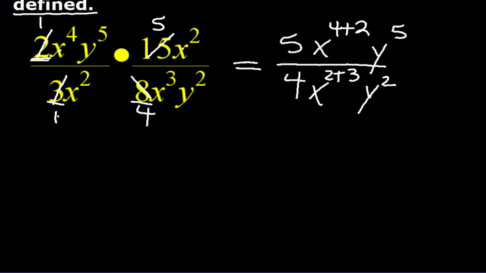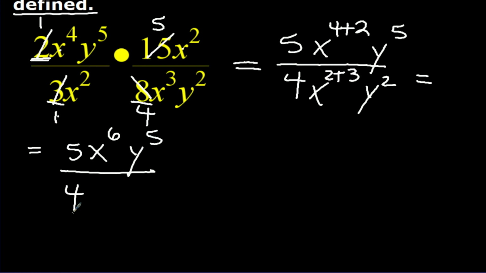So now I want to simplify a little further. I'm going to add the exponents. So I have 5x to the 4 plus 2, which is the 6th power, y to the 5th, over 4x to the 2 plus 3, which is x to the 5th power, y squared. All right, so I've got that part of it done.